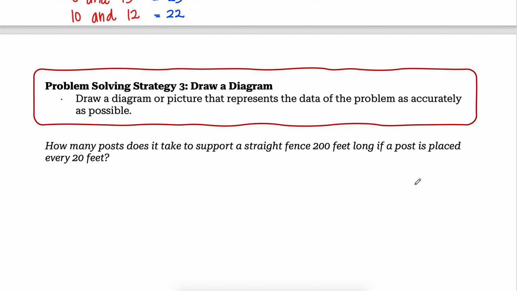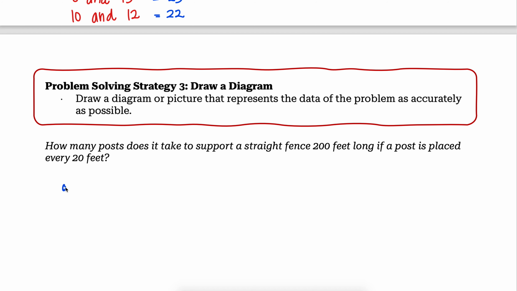Most people will automatically go, well, 200 divided by 20, that's super easy. The answer is 10. Most kids are going to say that. The answer is 10. I know how to divide. But that's actually incorrect. The answer is 11. And this is where the picture is really useful.